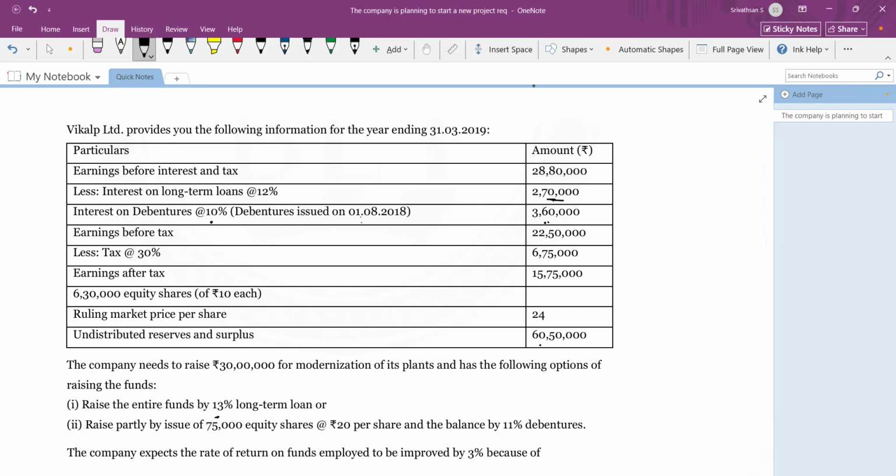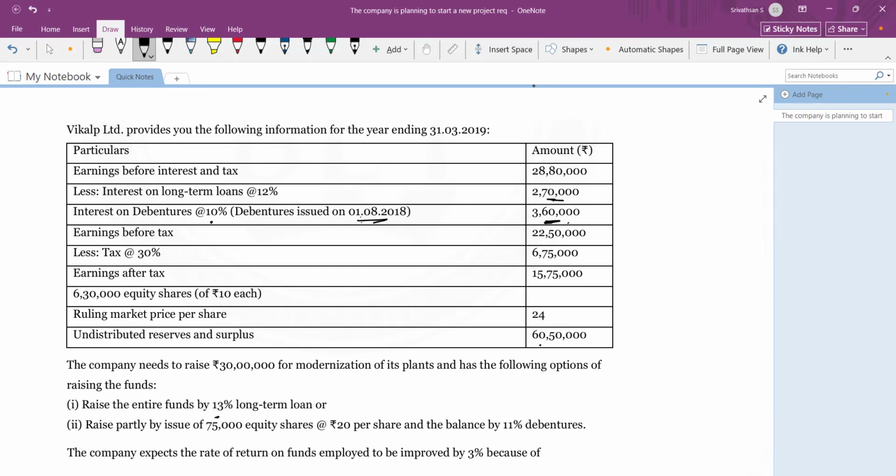And most importantly, this 3 lakh 60,000 is the amount of interest that we paid for a period of 8 months, because the debentures were issued on 1st of August 2018. So August, September, October, November, December, January, February, and March. So this is the interest for an 8 months period, not for the 12 months period.